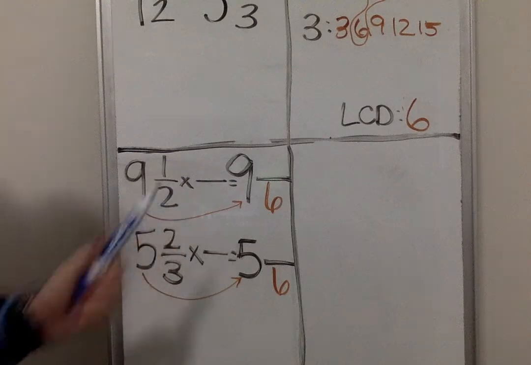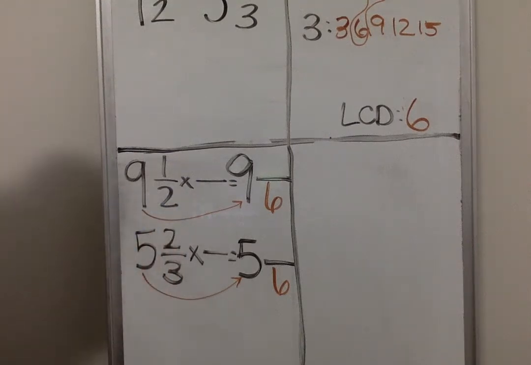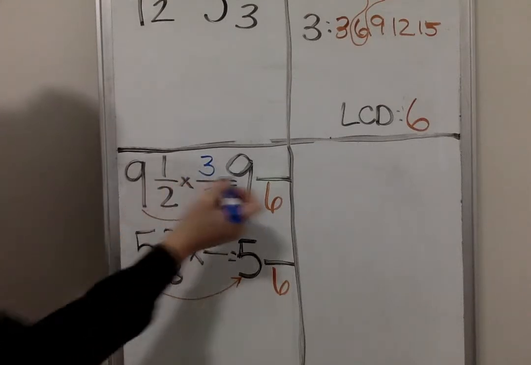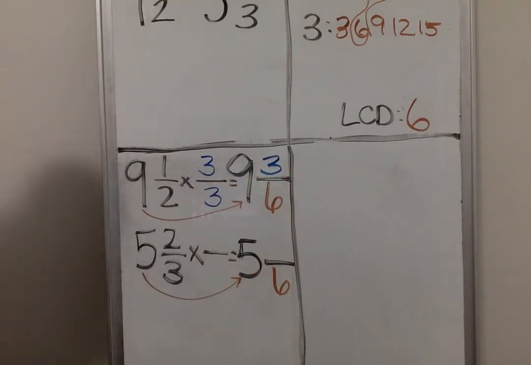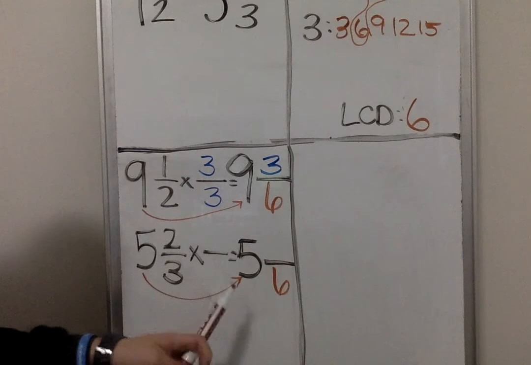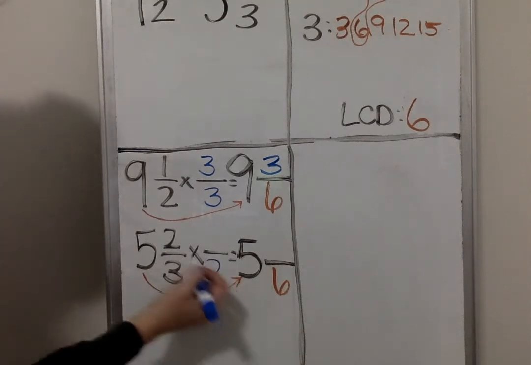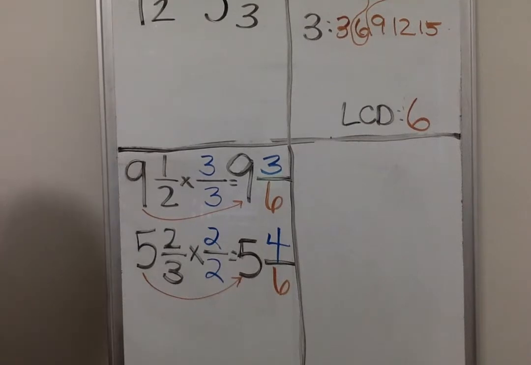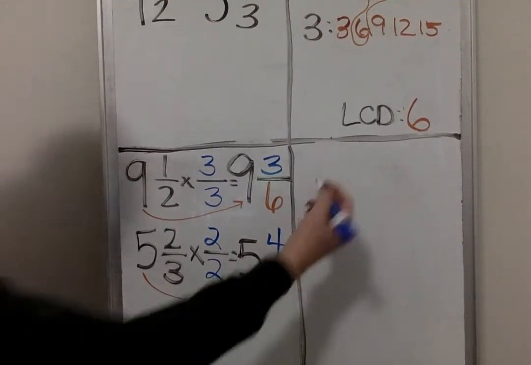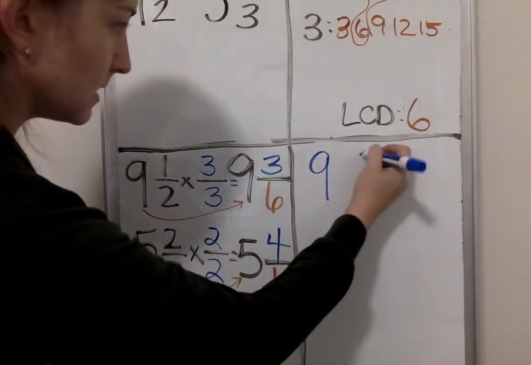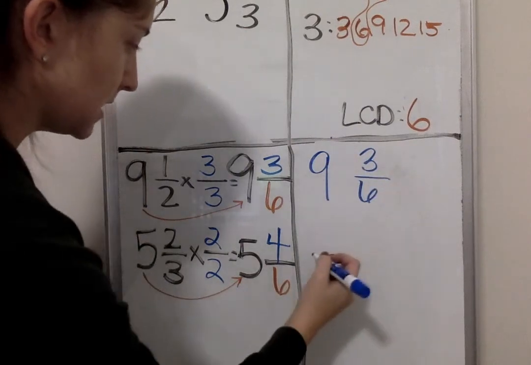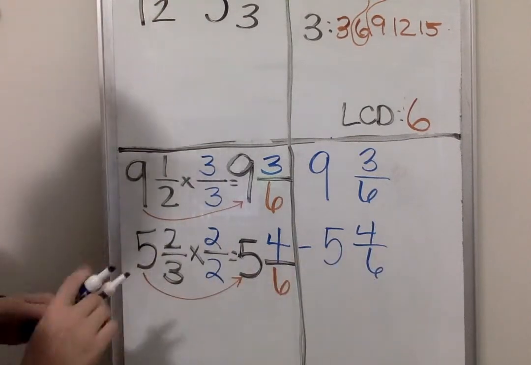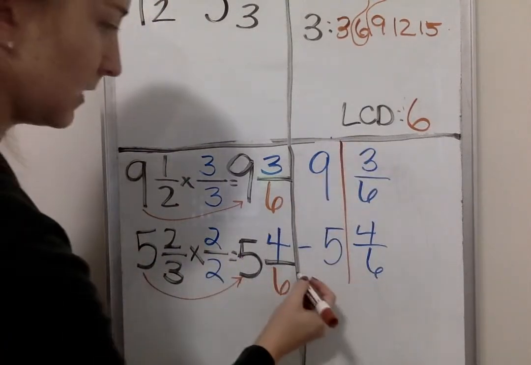2 times something equals 6. Well, that would be 2 times 3. So what I do to the bottom, I have to do to the top. 1 times 3 is 3. Now, 3 times something equals 6. Well, that's going to be 2. And 2 times 2 would equal 4. So I'm going to rewrite my problem over here as 9 3/6 minus 5 4/6. And I'm going to draw my line down the center here.